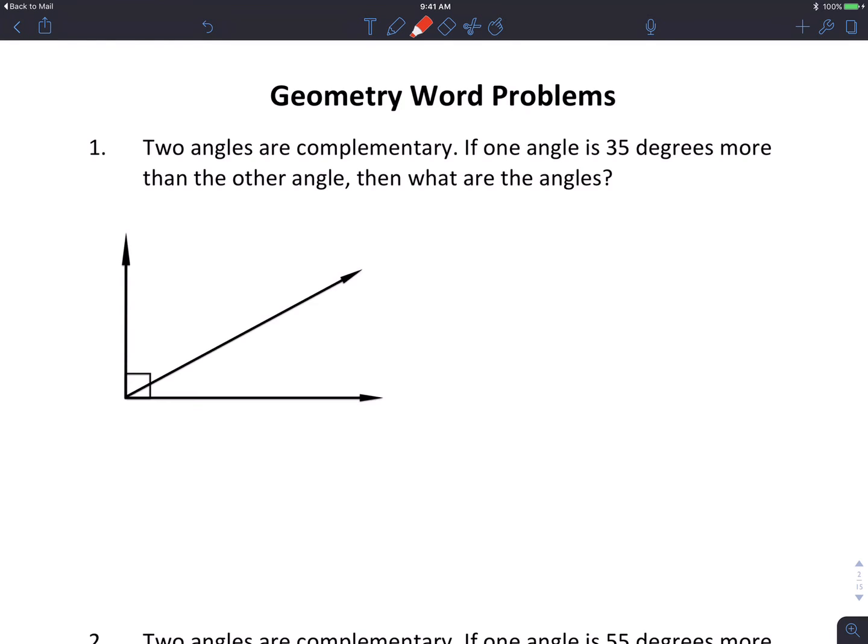This is the geometry word problem video solution for the odds. Let's lower some gain here.